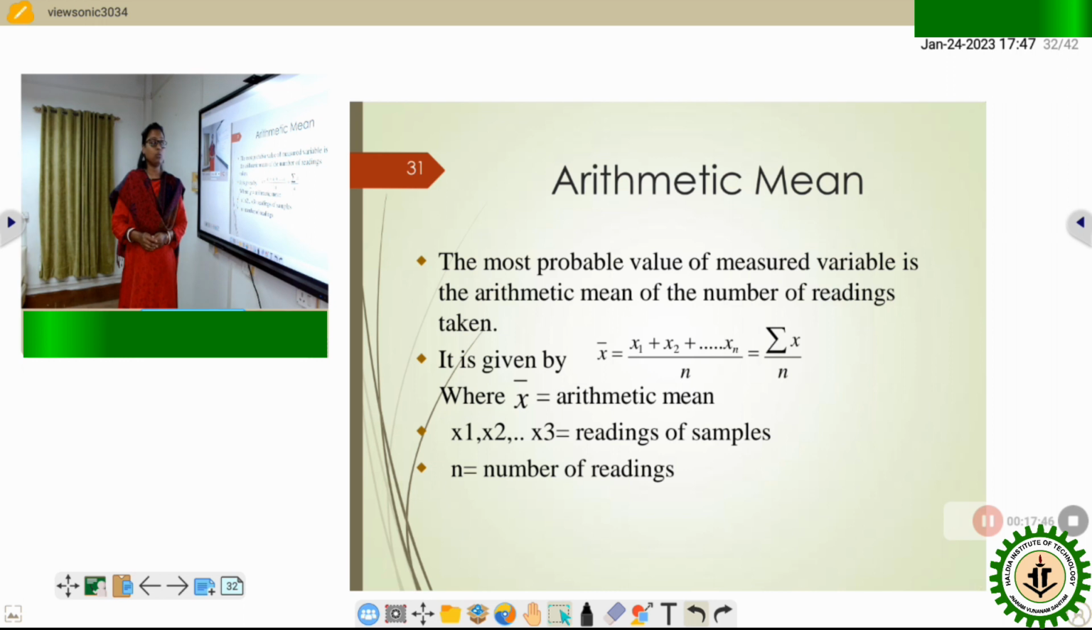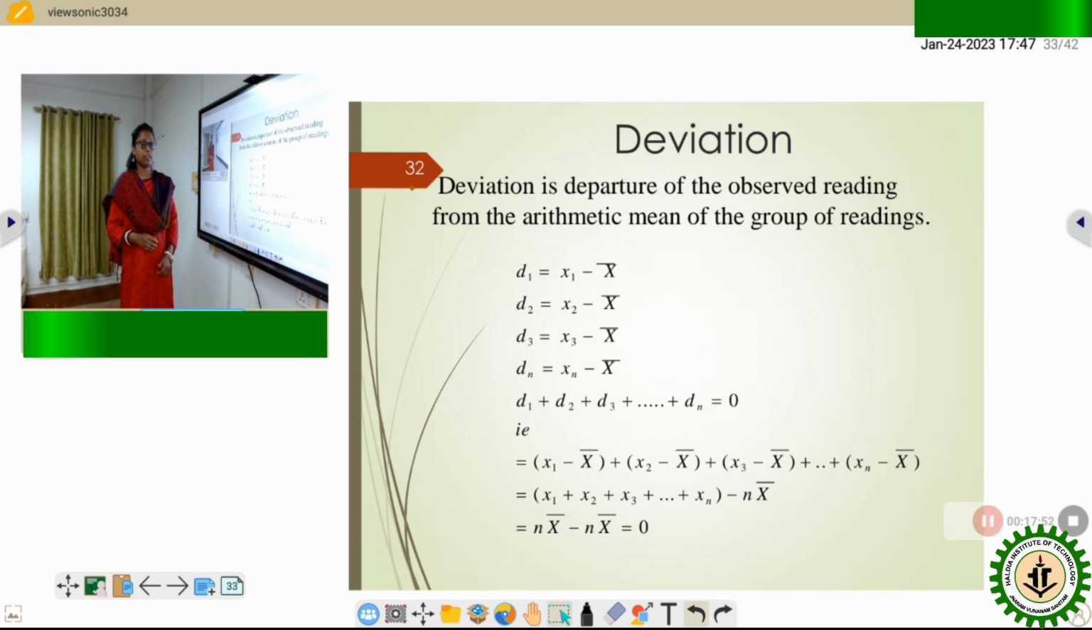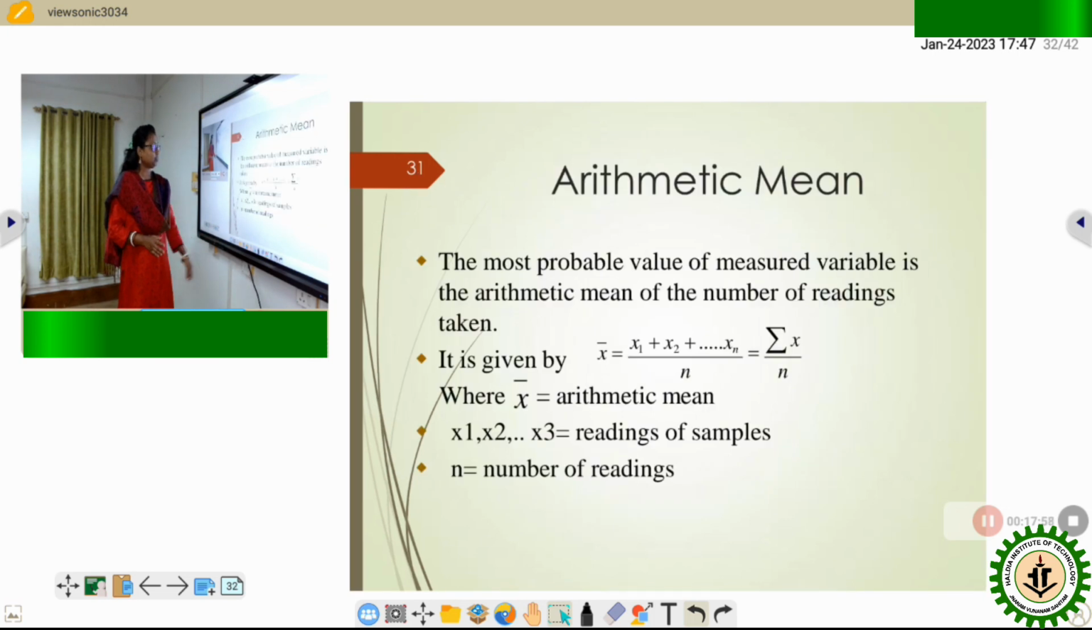These can differ. So when we are accumulating different types of data, n number of data, we may have to find out the arithmetic mean of the data, the deviation of the data, and the standard deviation of the data. These will be discussed here. In the arithmetic mean, if we have n number of readings, this is the formula. The most probable value of the measured variable is the arithmetic mean of a number of readings taken. It is given as x bar equals x1 plus x2 up to xn, divided by n. By this equation we can calculate the arithmetic mean of n number of data.